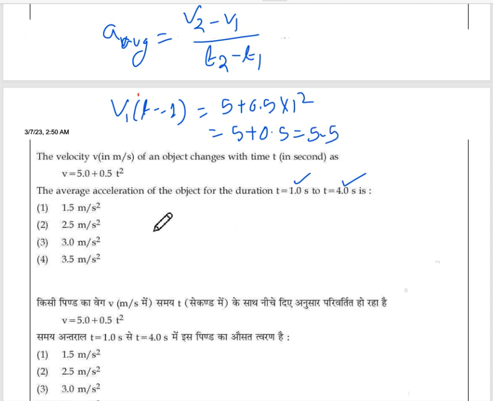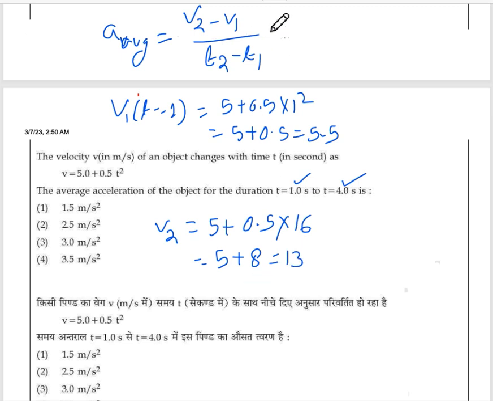And if you calculate v2, v2 will become 5 plus 0.5 into, t is here 4, so 4 square I can directly write 16. So it will become 5 plus 0.5 into 16. If you multiply this one, it will become 8. So it will become 13.